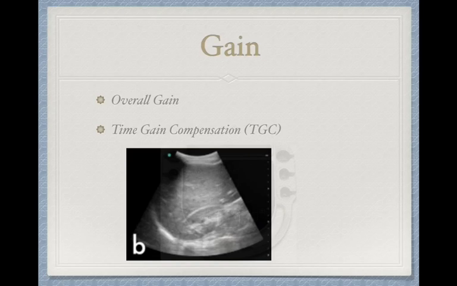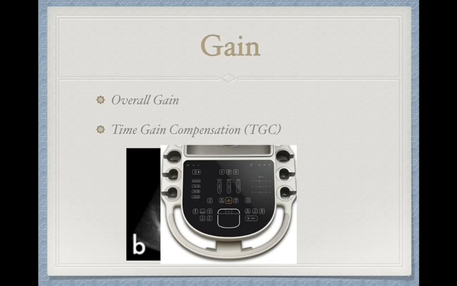So here's our Spark machine. We'll go through our knobology a little bit more later. But right here is our time gain compensation. There are 3 lines there that represent near, mid, and far gain, and you can adjust each of those. So if something's really bright in the far field, you can decrease the gain at that portion of the screen. And likewise on the other end of things, if things are very dark in the far field, you can increase the gain so that you can see it a bit better.